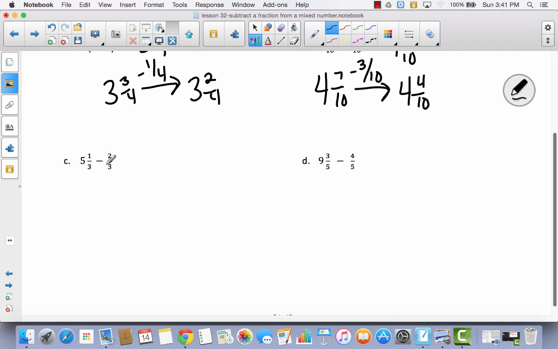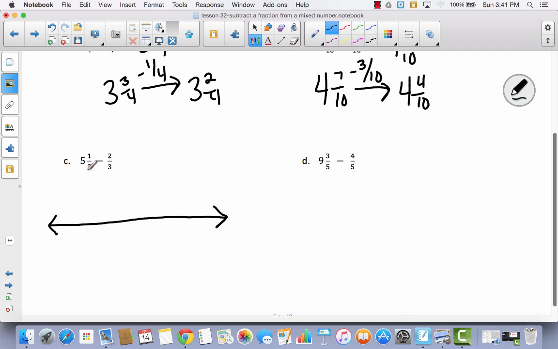You'll notice in C, I'm trying to take away 2/3, but I only have 1/3. So here's where it gets just a little bit confusing. For this problem, I'm going to use the number line, not because I think the number line's easier or because I think the number line's better, but I want to give you a fair chance to see both strategies so that you can choose a strategy that makes the most sense to you.